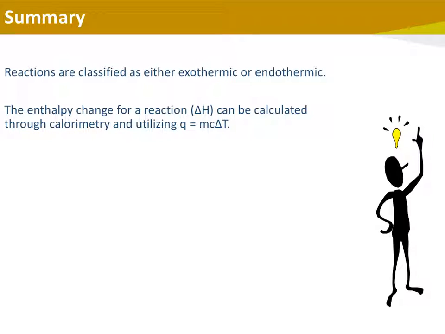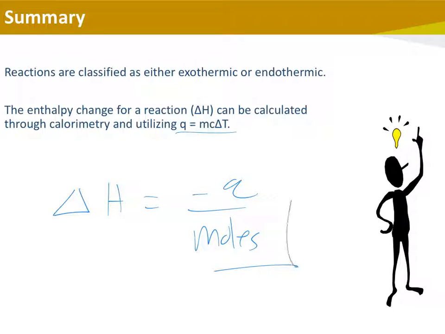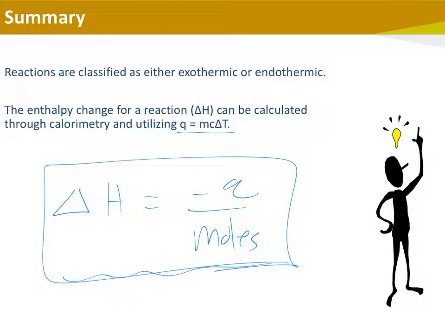So as a summary, reactions are classified as either exothermic or endothermic. And the enthalpy change for a reaction, which is delta H, can be calculated through calorimetry and utilizing Q equals mc delta T, because delta H is negative Q divided by moles. That's a key formula. Any other details you want to add to the summary, feel free, put them in there. It's your notes. Make them as good as you want.